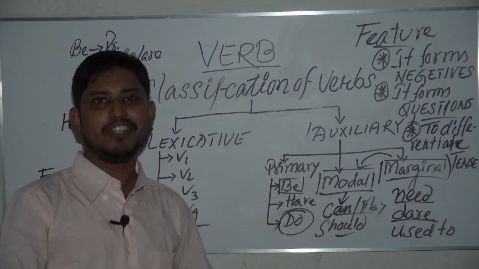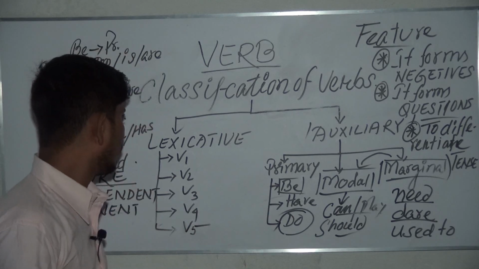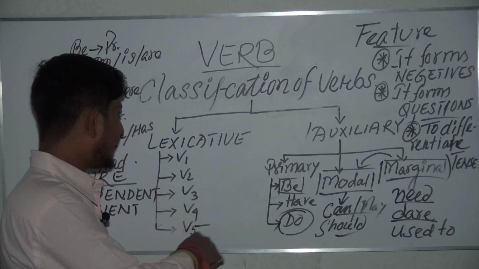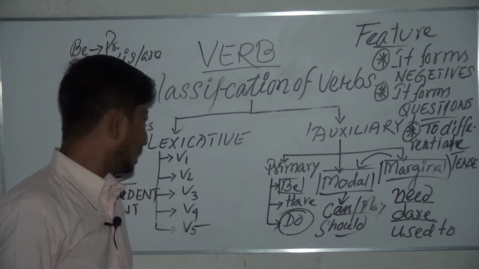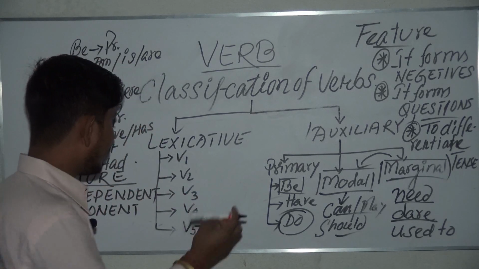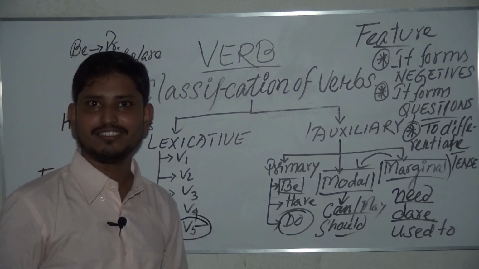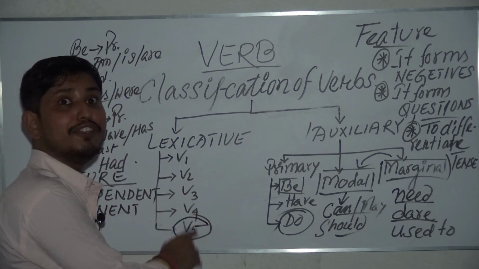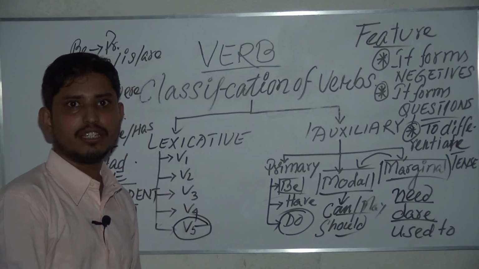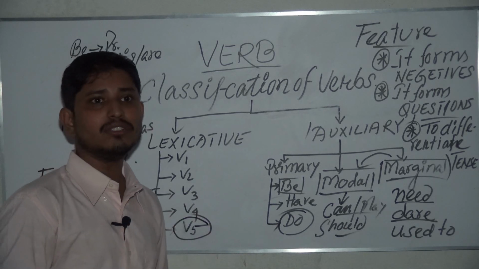Now the question segment starts. For today's class, we have discussed about the basic 5 formation of lexicative verbs. You have to tell me that what are that V5 formation. Again, what are that V5 formation? You have to understand the fact and you have to write it down in the comment box.